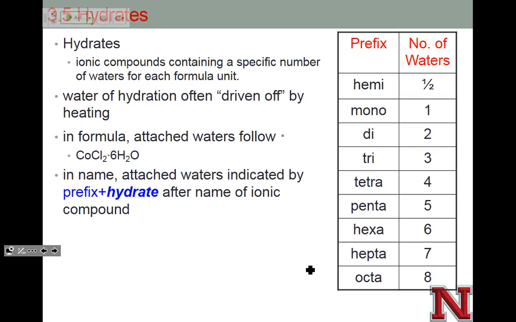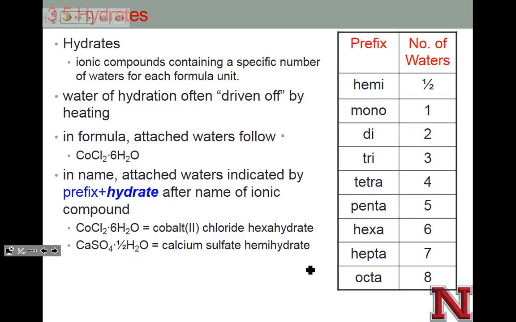Most people know the others. Now, you can get more of these and you can have a larger hydrate, but these are the ones you're responsible for, up until the 8. So you just put that with the name. So, for example, this is cobalt 2 chloride. We know it's 2 because chloride is 1 minus, based on where it is in the periodic table. Cobalt is a variable charge, so we must specify that too. And then we just put hexahydrate on the end.